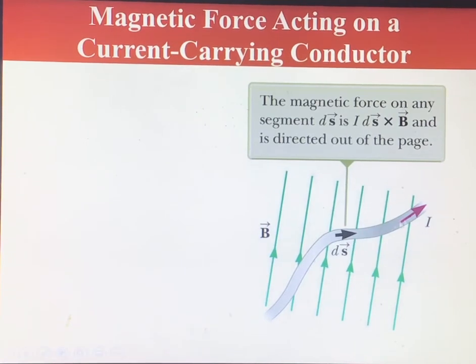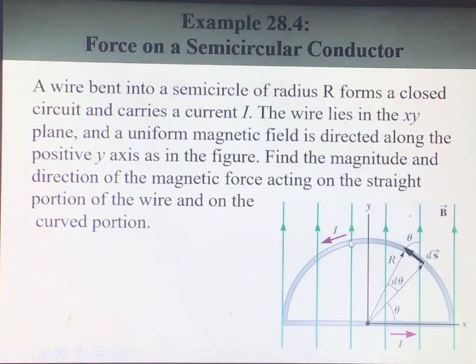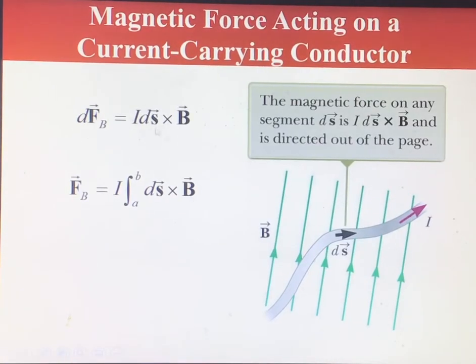So basically, if you have a wire that is not a straight wire, we can use calculus to calculate the magnetic force. You calculate the contributions from each of these lengths, ds, and then you just do an integral over the entire length of the wire. So the force is just the current times the integral from point A to point B of the cross product of the length vector ds and the magnetic field vector.